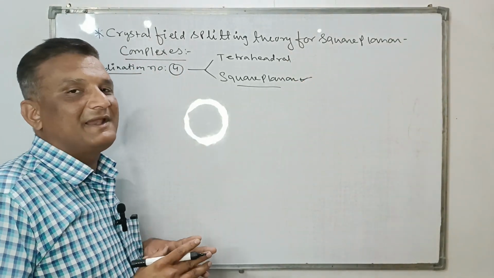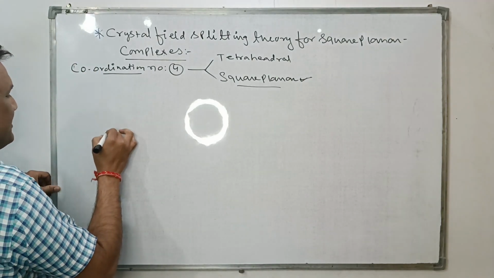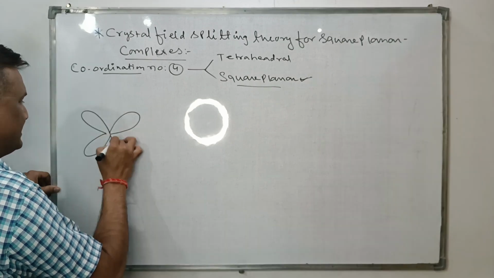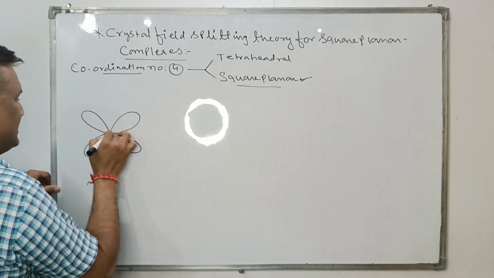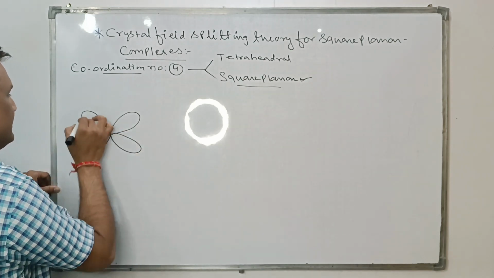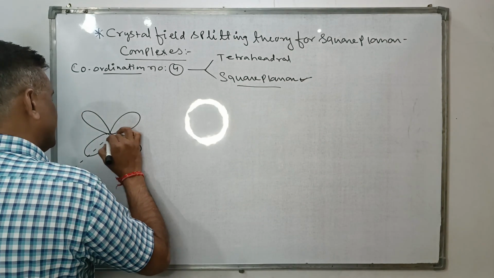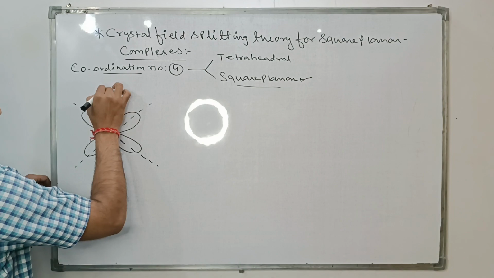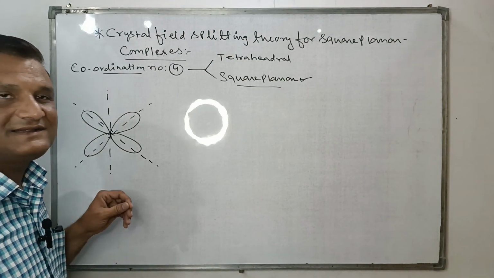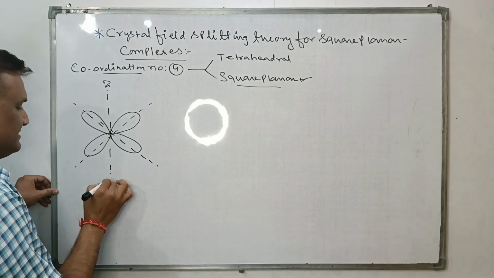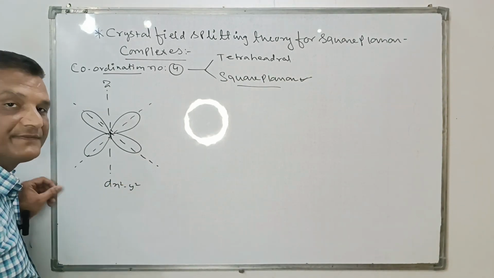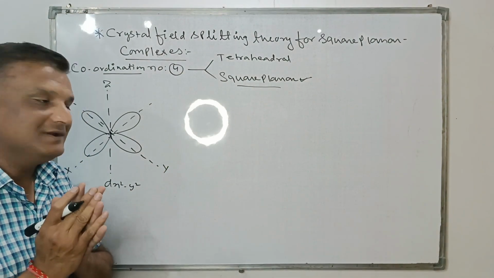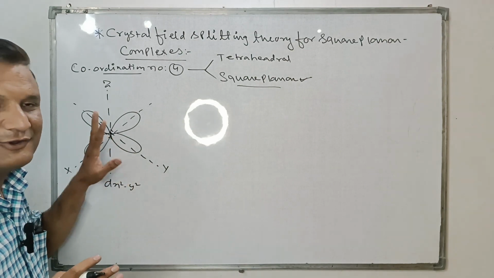As we know, this is the geometry of the square planar. Four of the orbitals lie as follows. These are the orbitals, and these are the axes, the x, y, and z axes. This is your z axis. This is your dx square minus y square. If we go with x and y, we can take x, and this is y, regarding the geometry of the square planar.